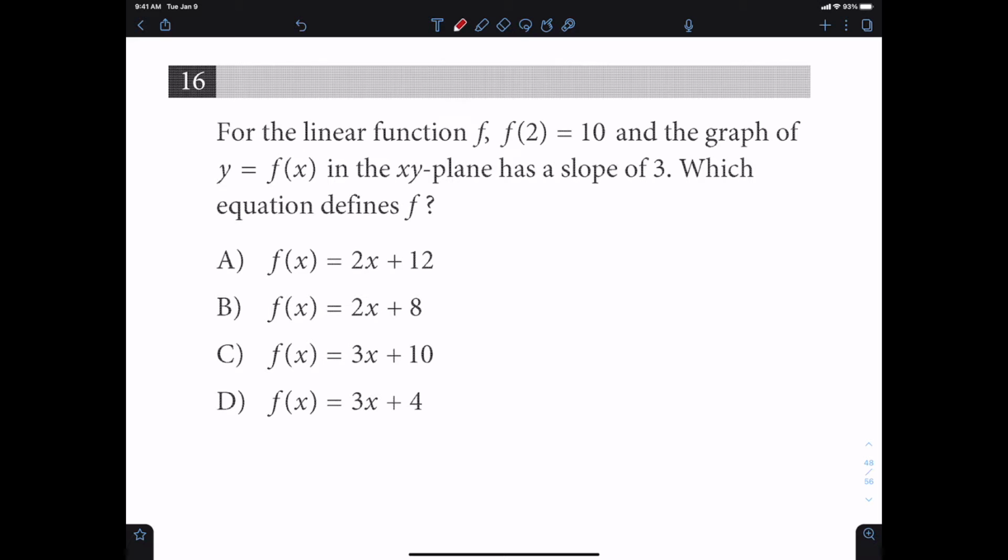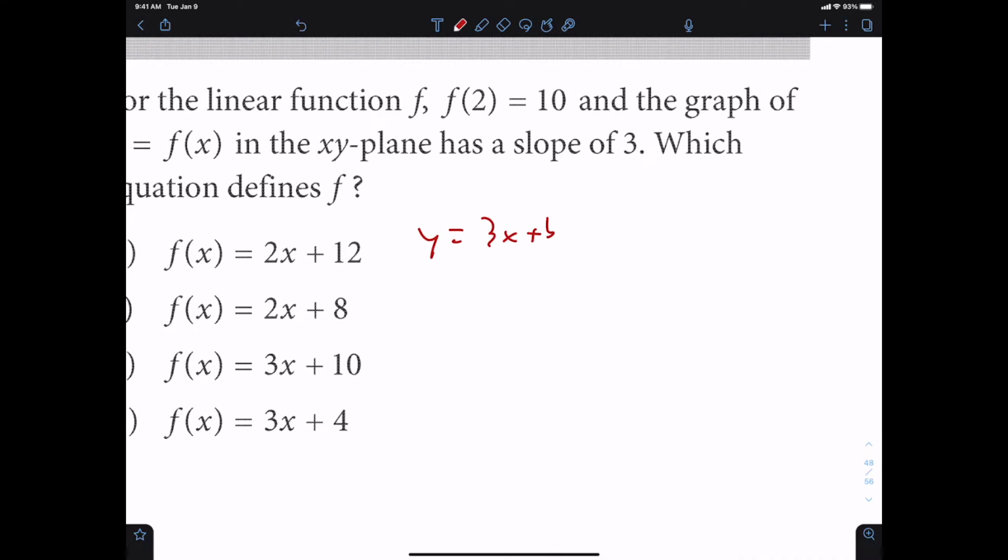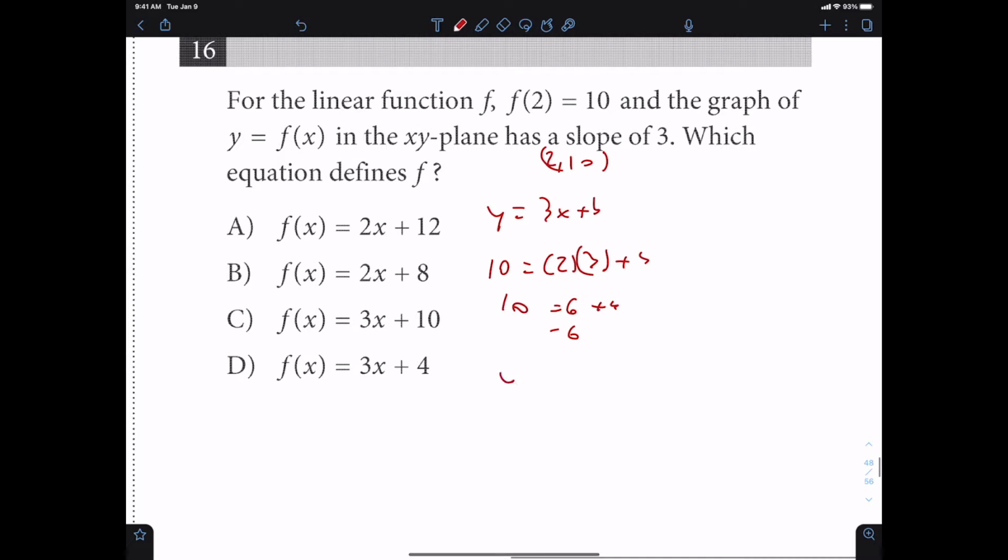All right. So we know that the line has a slope of 3, right? So y equals 3x plus b. And now we're given a point here, 2, 10. If we plug this point into what we have so far, we can solve for b pretty easily. Let's go ahead and do that. So this is going to be 6 plus b equals 10. Okay, we're going to subtract 6. So that means b is going to be 4. So we have y equals 3x plus 4. D.